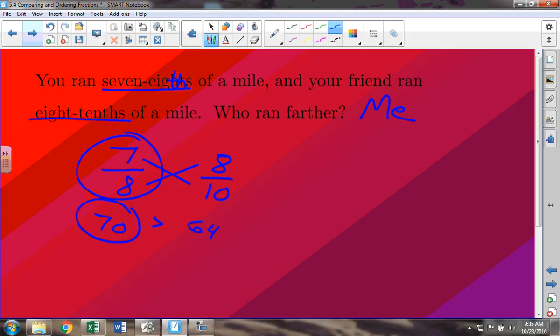All we need to do is compare fractions, and it's based on nothing more than this cross-multiplying method.